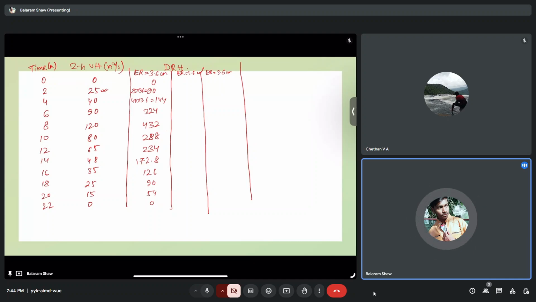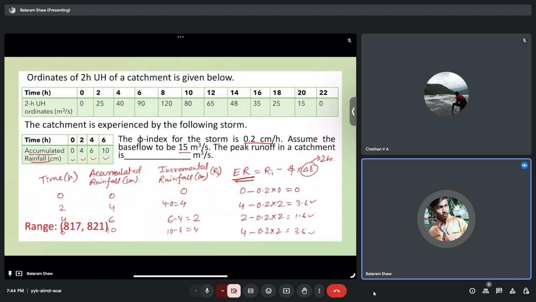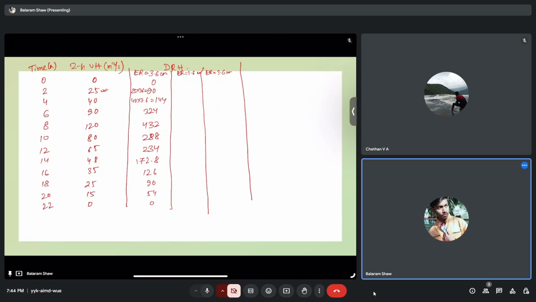Okay, now we have the next effective rainfall, but that is after 2 hours, right? So we have a lag, so I'll not write anything here, don't put 0 and all. If we put 0, it means a value of 0, right? So that's why we are not putting. So here we'll start with a 2 hour lag. So it will start from here. So 0.